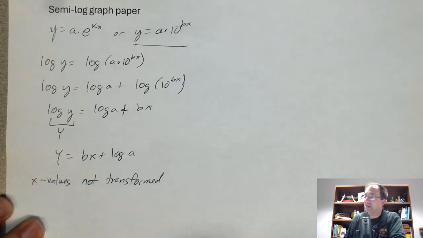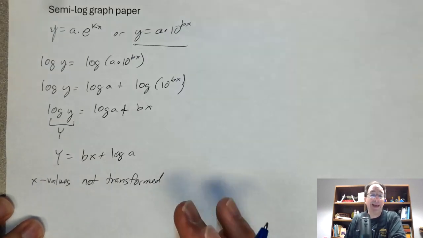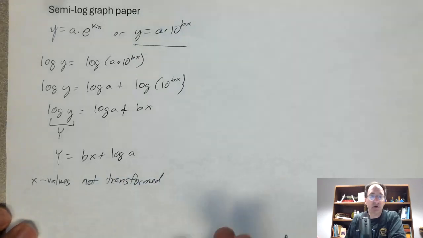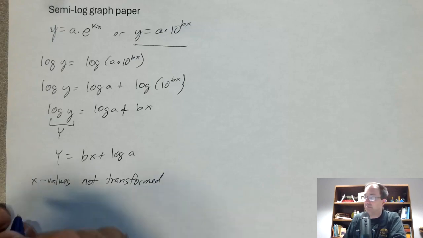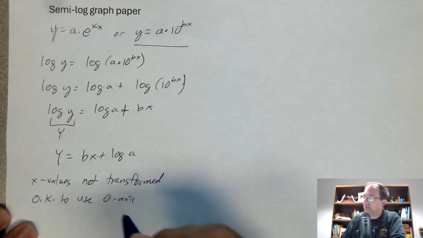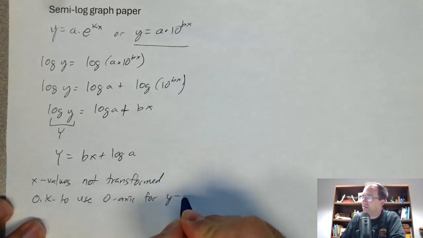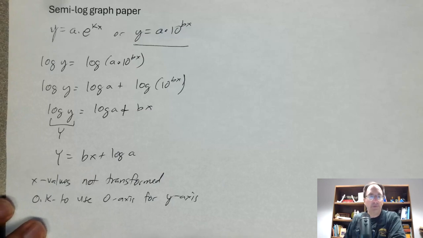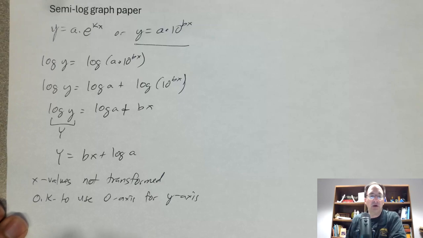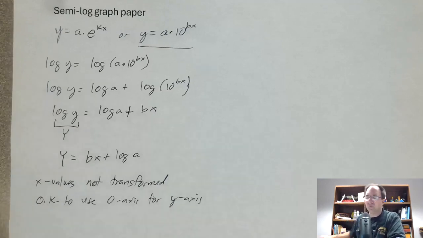The other consequence of that is that before we had a one-axis for the x variables, but in this case, the traditional zero axis for the y-axis is fine. So it's okay to use the zero axis for the y-axis. So we'll see that in action here in a minute. But these are the two main things that are going to be different on our semi-log graph paper. Otherwise, the things that we talked about in the last video will still apply. So let's try it out with that example we just looked at.